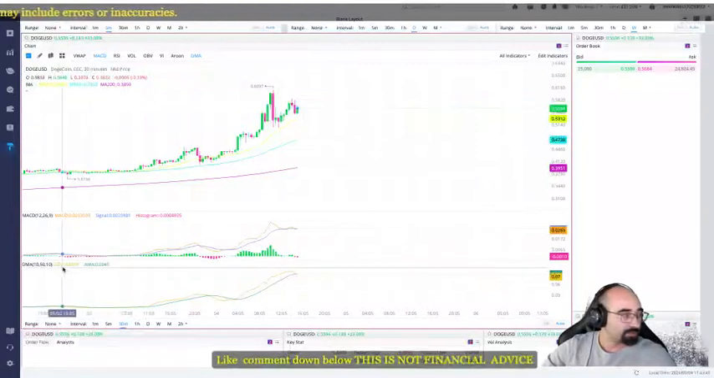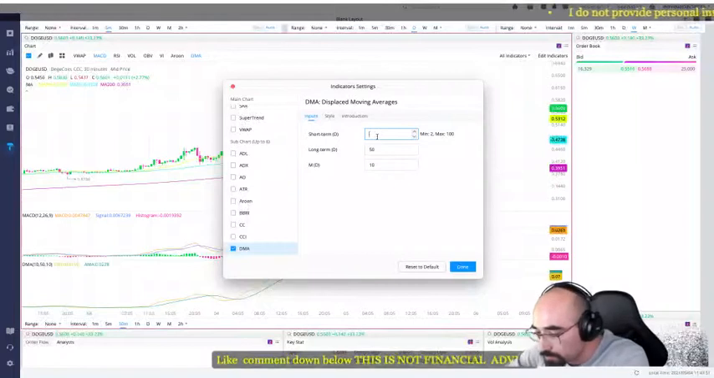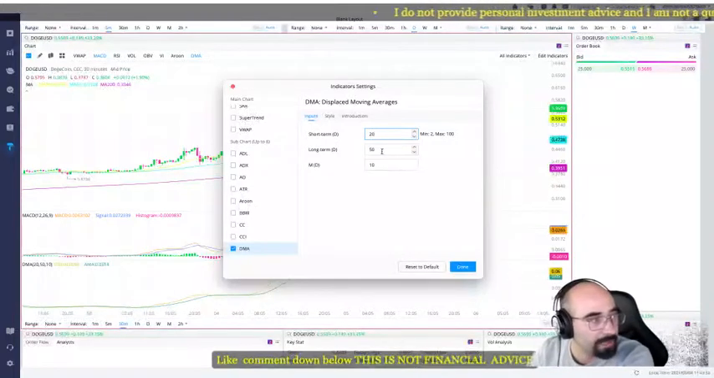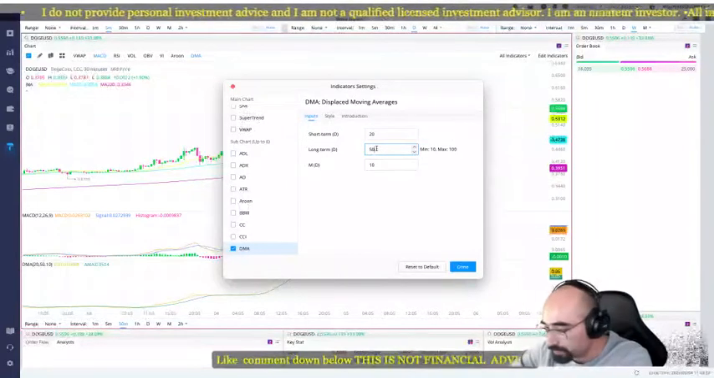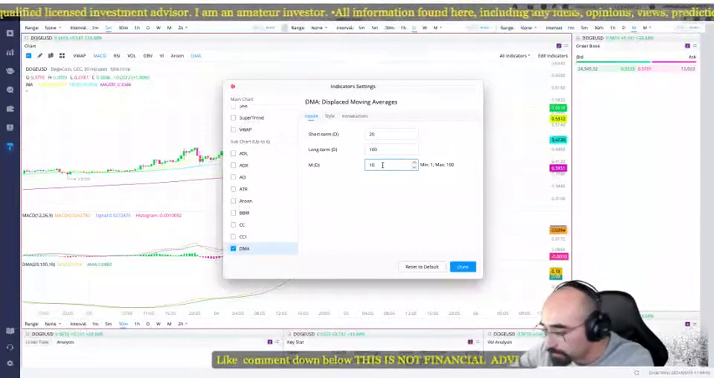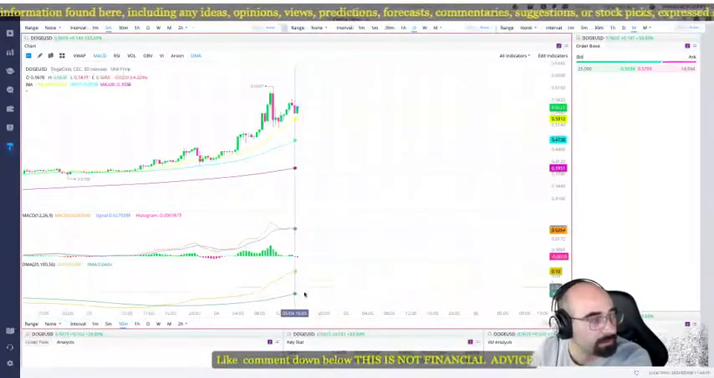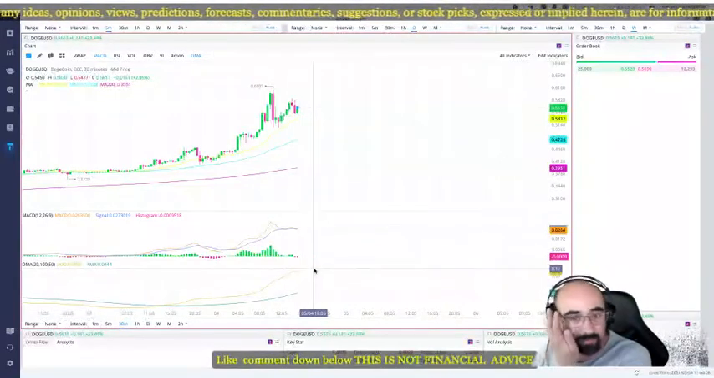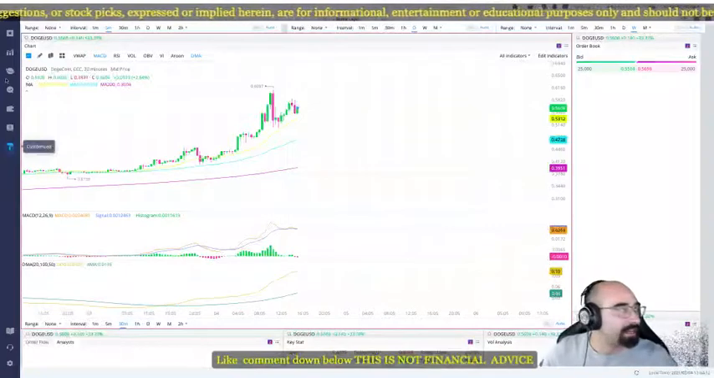So what you want to do is just come over here, and we're going to switch this up. I want to throw this one over to the 20-day. That one's going to be the 50. Actually, no, this one's going to be 100. And then the mid one is going to be 50. That's better. So now it gives me a better idea of what's going on. Now I'm showing you guys how to go in and set it up and all that.